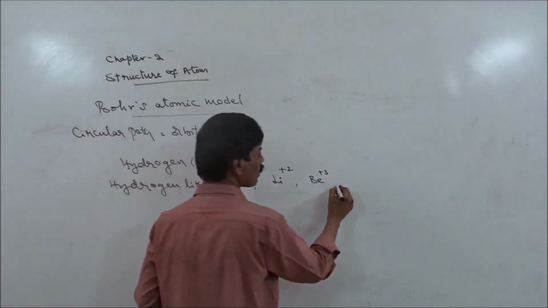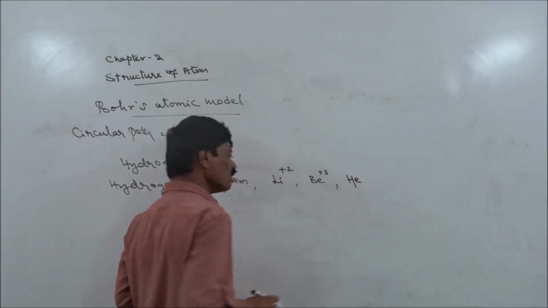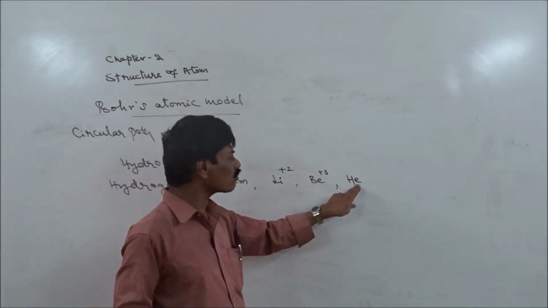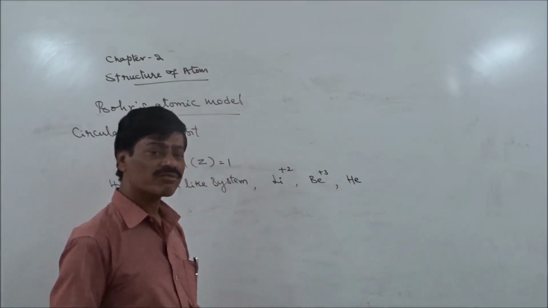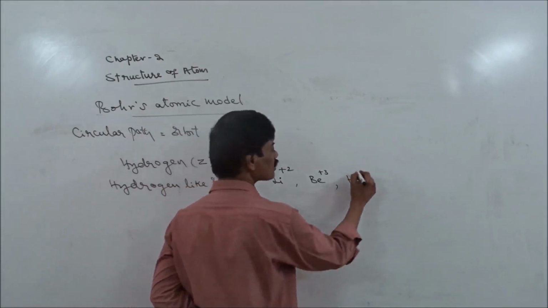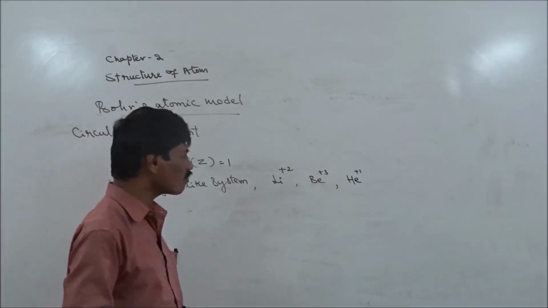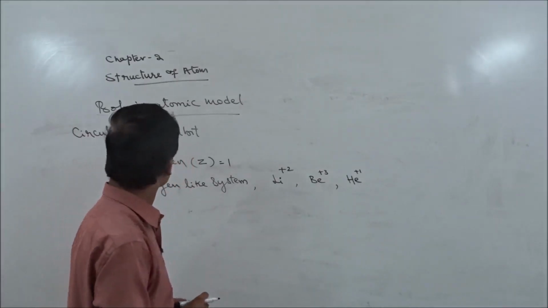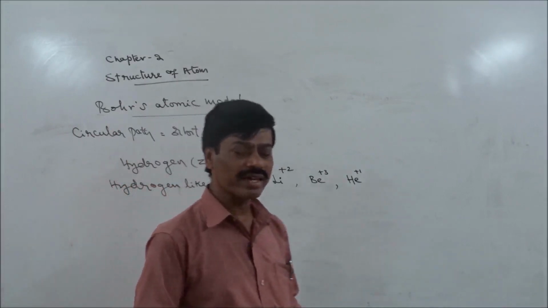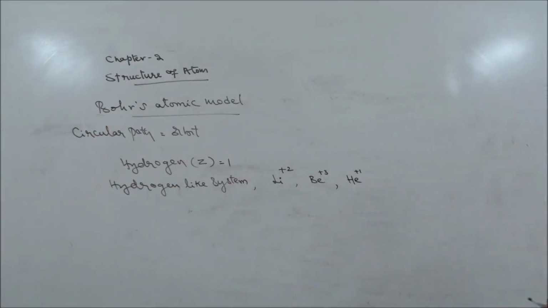Next, we can take helium also. Helium atomic number 2 means one atom of helium contains 2 electrons. When 1 electron is removed from helium, we will get He plus, or He plus 1, which contains only 1 electron. So here, Niels Bohr could explain the spectra formed by the hydrogen atom, which contains a solitary or single electron in it, and also hydrogen-like systems called Li plus 2, Be plus 3, He plus, and so on.